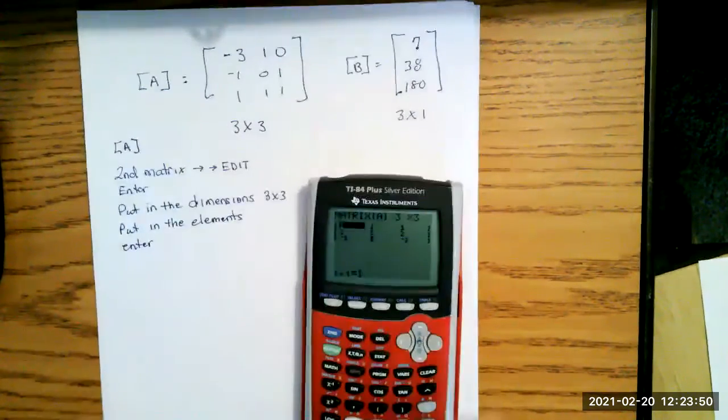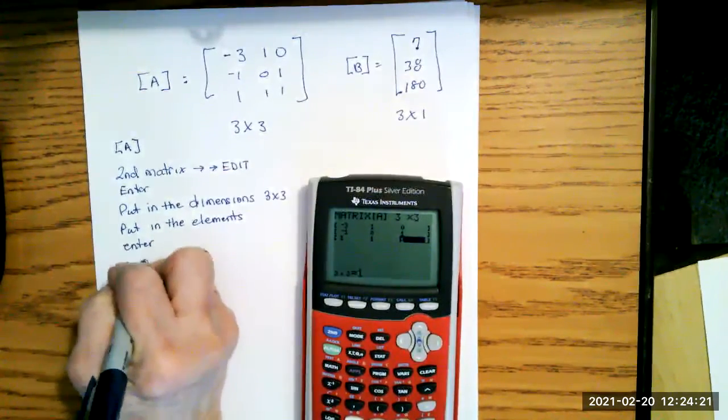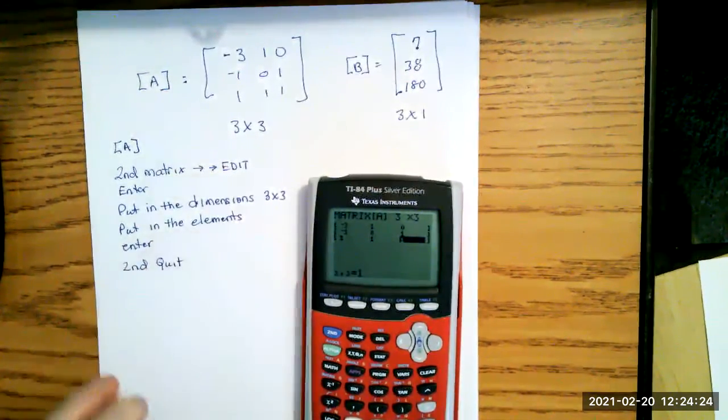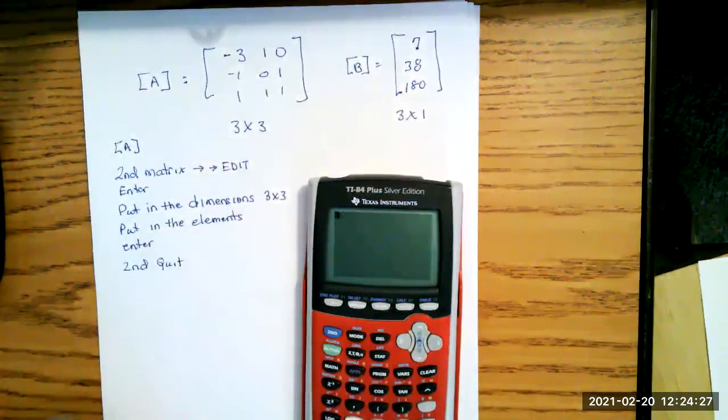So I'm going to put in -3, enter, 1, enter, 0, enter, -1, enter, 0, enter, 1, enter, 1, 1, 1. And if you don't hit enter on this last one, it won't put it in there like you want it to. Make sure your 1 goes in there on the end. Now to get out, do second quit. And that will get you out. Second, and then the one next to it is quit, and you have a blank screen again.